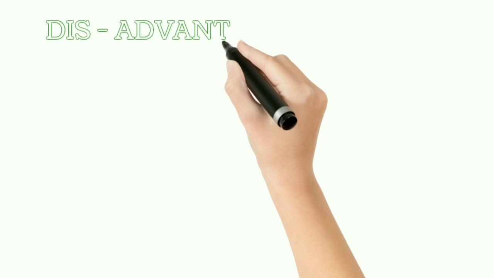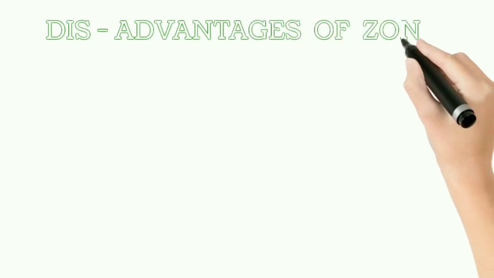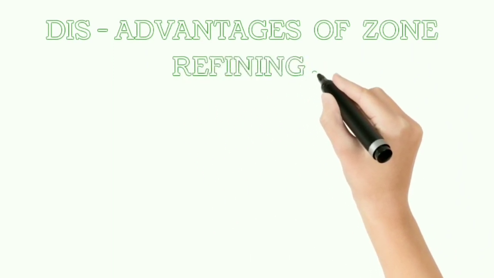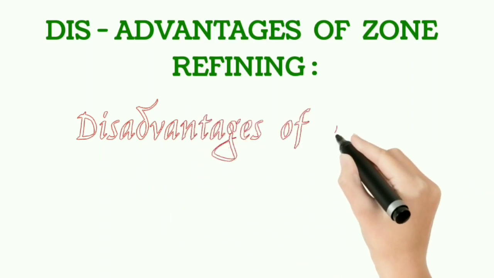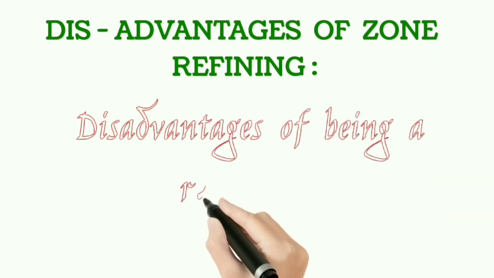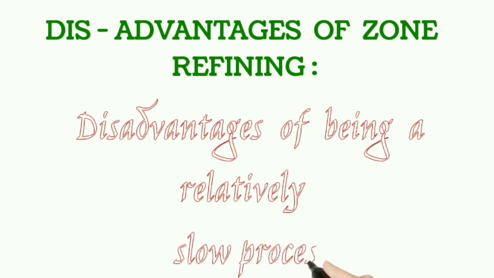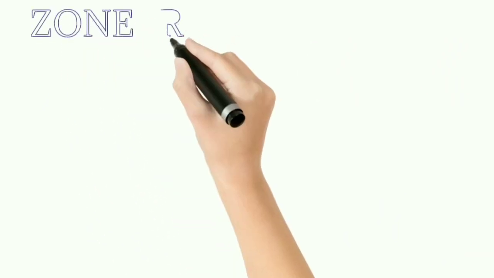Now let's see the disadvantage of this zone refining process. The only disadvantage, and that is also a very small one, is that it is a relatively slow process. That's why you have to move the heater very slowly from the left to the right and you have to repeat the process many times.